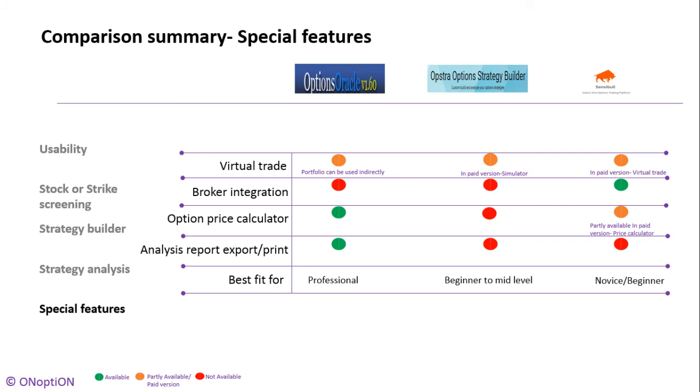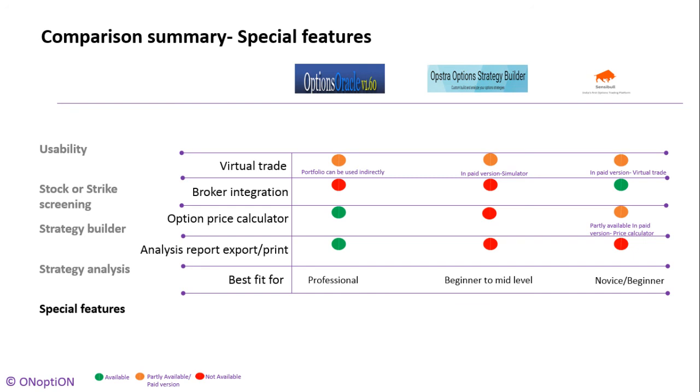Option price calculator: you can estimate the future price of your option based on either the Black-Scholes formula or a binomial theorem. That is possible only in OptionsOracle. Opstra doesn't have it. Sensibull calls it a price calculator, but that is used for a little different purpose. It is in a paid version. Based on that, they indicate to the user which one is good, whether buying the option or selling the option is good. Analysis report, export or printing option is available only in OptionsOracle. It is missing in Opstra and Sensibull.